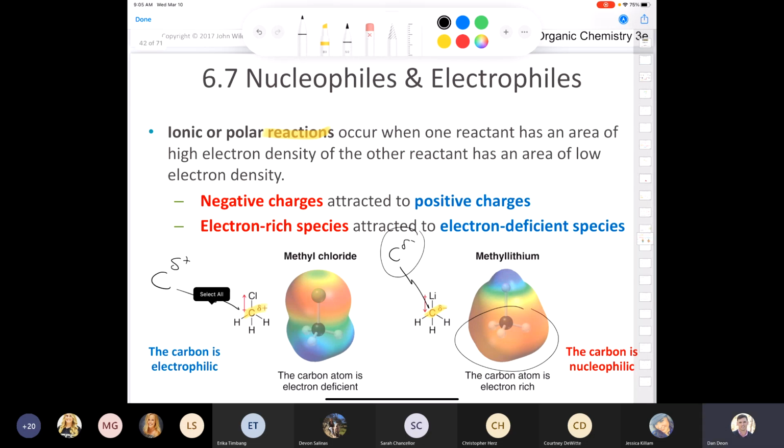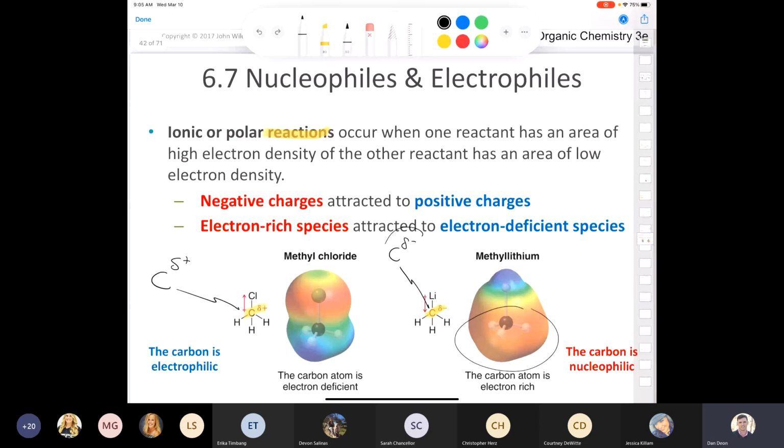Why would this carbon be called nucleophilic? Because it's electron rich. It's looking for a nucleus, right? A nucleus is positively charged. Opposites attract, right? So if the carbon is positive, it's electrophilic because it's going to seek electrons. If the carbon is partially negative, it's going to be nucleophilic because it's going to seek a nucleus.